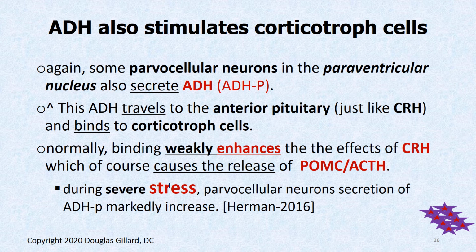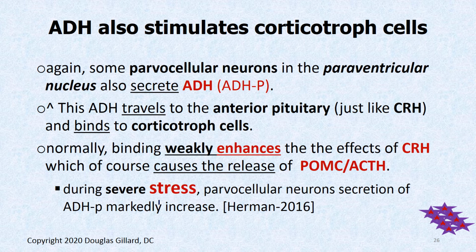And again, ADH also stimulates corticotroph cells. I like this ADH-p that Goodman uses. But yeah, parvocellular neurons in the paraventricular nuclei also secrete a form of ADH that doesn't have anything to do with going to principal cells. It travels to the anterior pituitary hand in hand with CRH, binds to corticotroph cells, and it weakly enhances the effects. It's kind of like the effects of ACTH on the zona glomerulosa. It helps release aldosterone, but it's clinically not important. But for full power release, you need both of these. You need CRH and ADH binding to corticotroph cells.